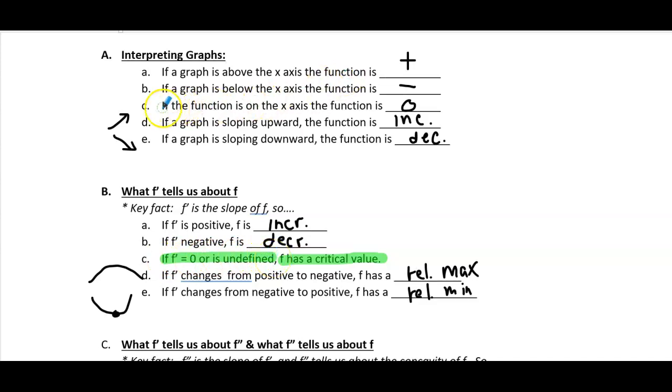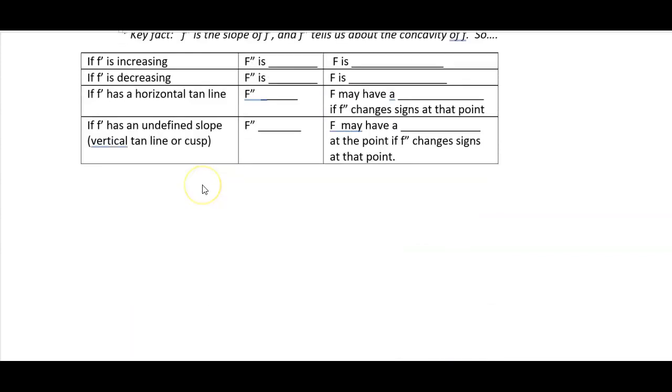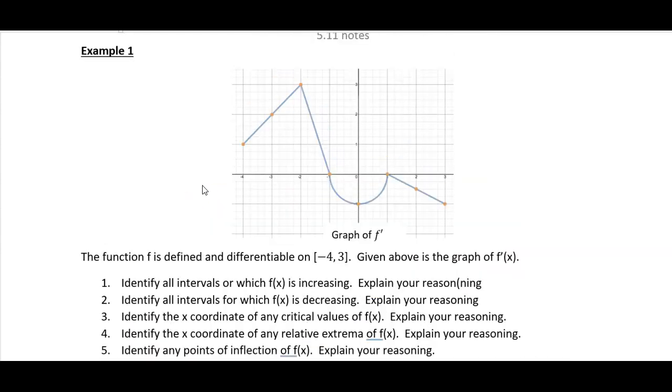Now, a function is 0 whenever it's on the x-axis. We're not going to really worry too much about undefined in today's lesson. It just won't really occur very often. So basically, anytime the graph of f prime touches the x-axis, which is here and here, that's a place where f prime equals 0. And if f prime equals 0 at those places, that means that these points must be critical values for the graph of f. So let's go ahead and write that.